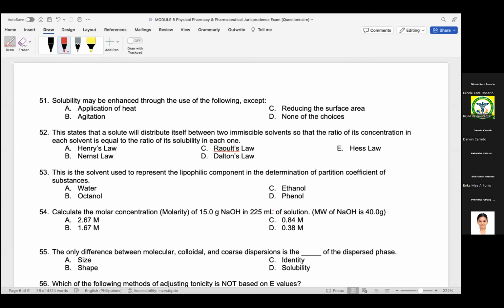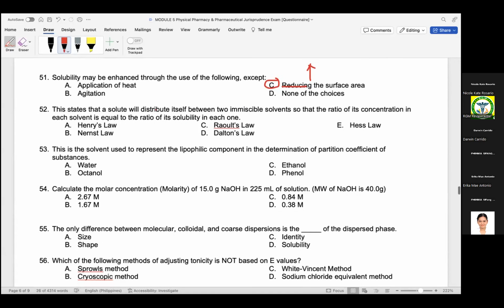Solubility may be enhanced through the use of the following, except: application of heat, agitation, reducing the surface area, or none of the choices. Letter C. When you reduce the surface area, you're increasing the particle size. It should be to increase the surface area to reduce the particle size. Number 51 is letter C.